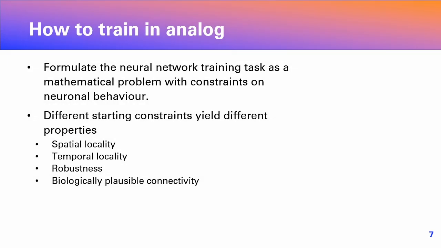The main focus of my research has been to derive contrastive learning algorithms like the one on the previous slide by formulating neural network training as constraint optimization problems. Depending on the constraints you impose on the neural dynamics, you get algorithms with very different properties. You can, for instance, get neuron and weight updates that are local in both space and time, which is often desirable for analog hardware. You can also choose constraints such that your network exhibits more biologically plausible asymmetric connectivity, or you can choose constraints that make your neural network more robust to perturbations, which is highly relevant on noisy analog hardware.